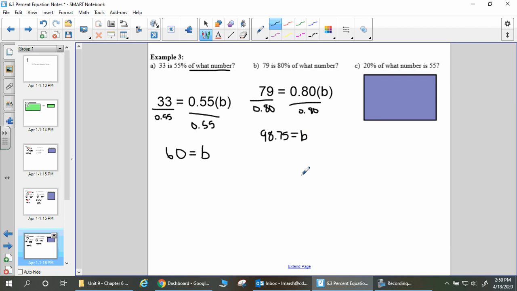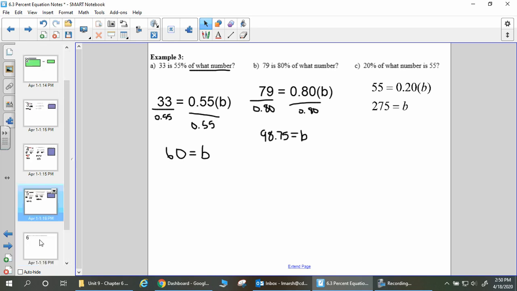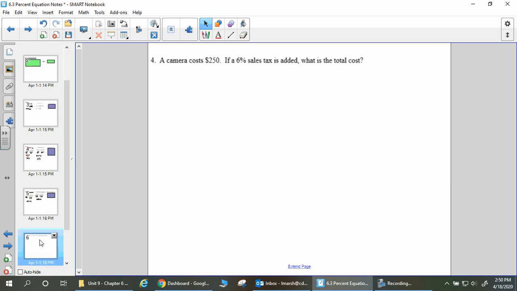If you want to try letter C yourself, go ahead and hit pause now. Letter C says 20% of what number is 55. So 55 equals 0.20 times B. Divide by your 0.20 and you're going to get a 275 for your whole value. Okay. And so one more, we'll look at a word problem.